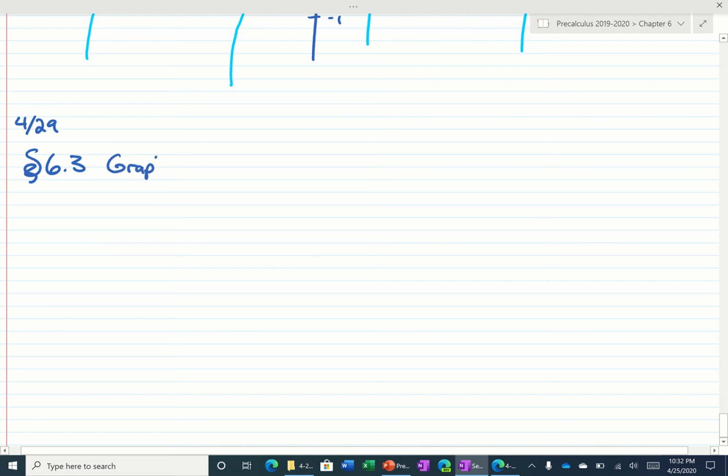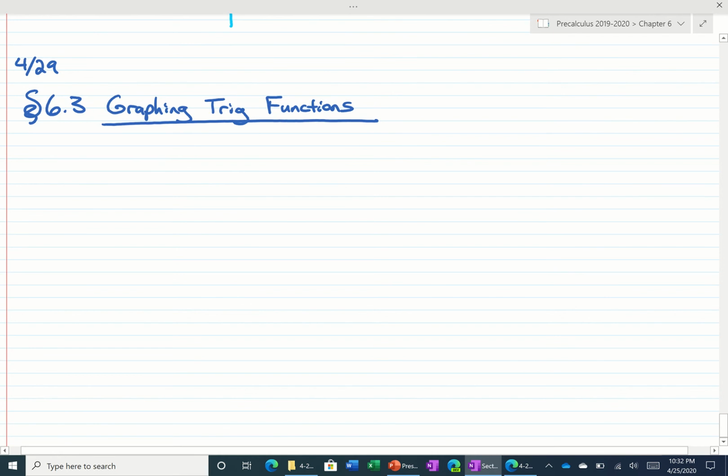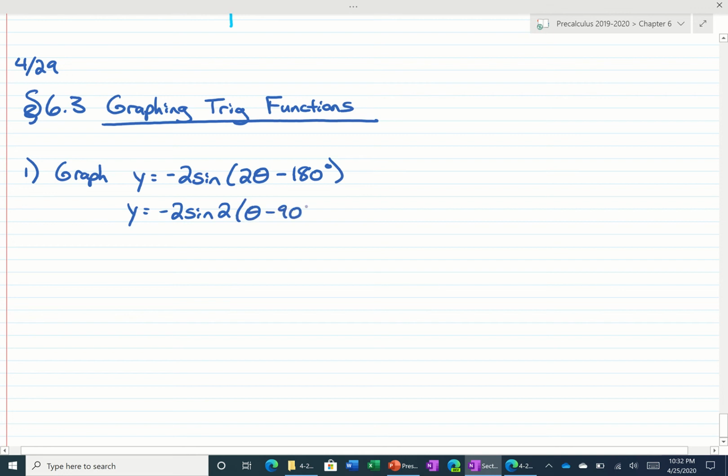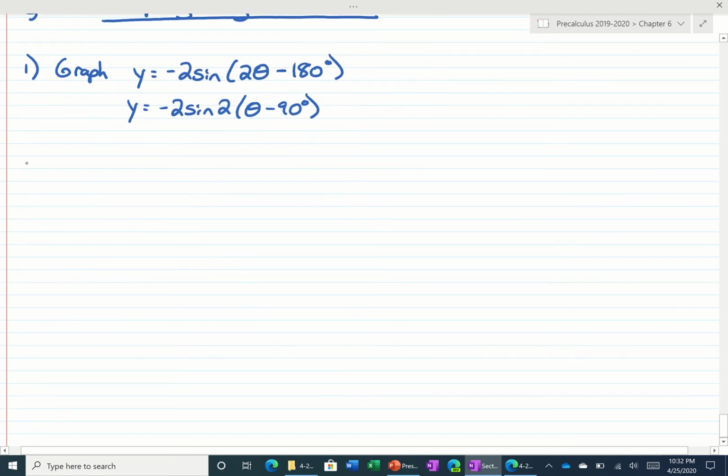It's called graphing trig functions. Alright, so let's get into this. Example 1. I'm going to ask you to graph y is equal to -2 times the sine of 2 theta minus 180 degrees. First thing we should do to find the amplitude, period, and phase shift is we should factor out the 2, and see what we get.